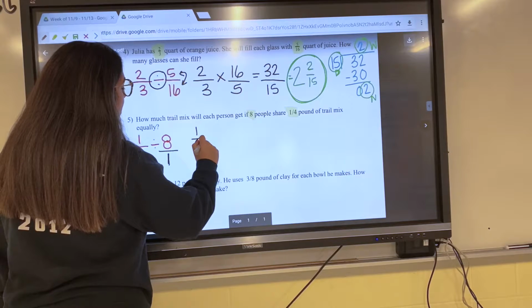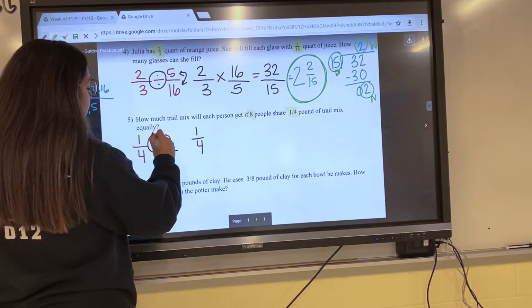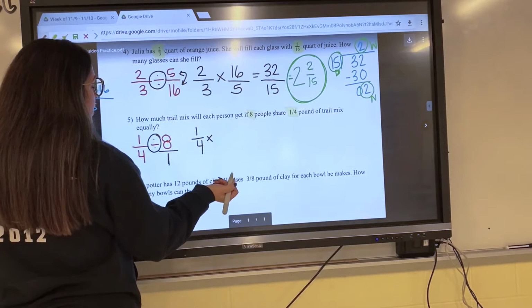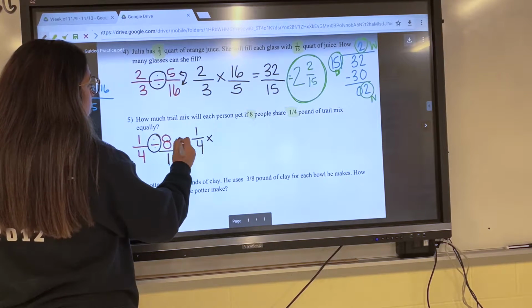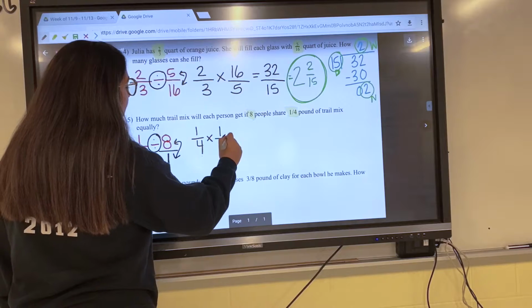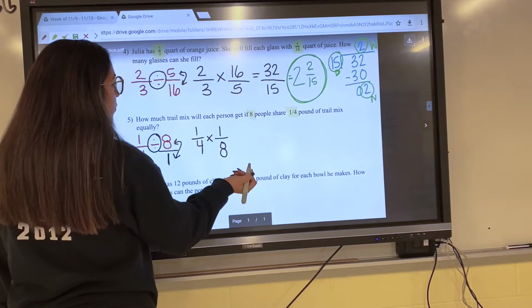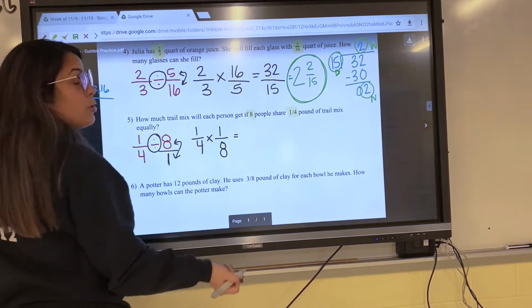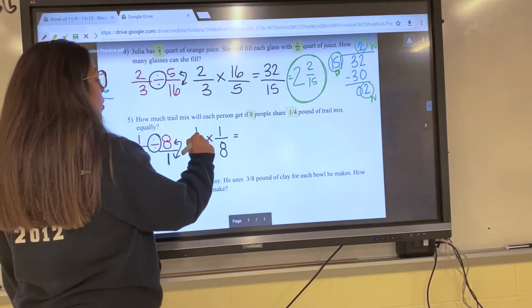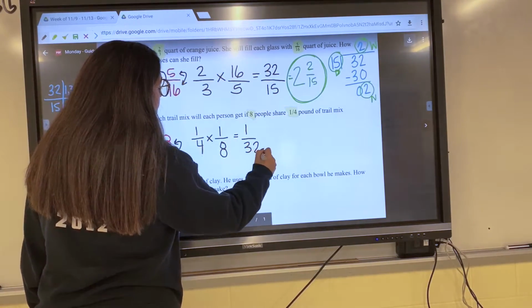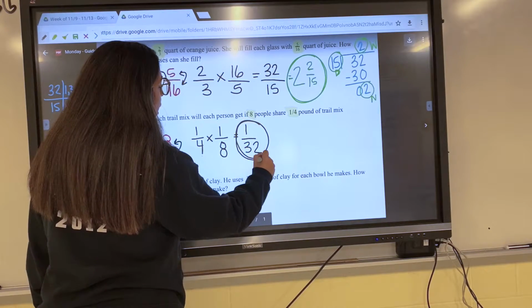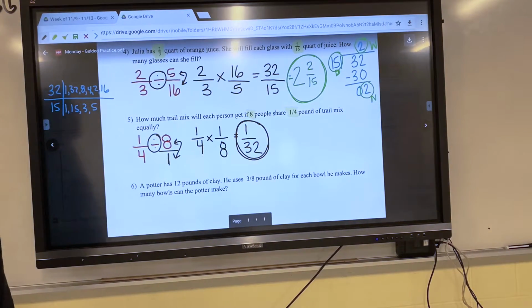1/4 stays the same. My division becomes multiplication. And then I find the reciprocal of 8 over 1, which becomes 1/8. And then I just multiply straight across. 1 times 1 is 1. 4 times 8 is 32. So our answer is 1/32 pound of trail mix.